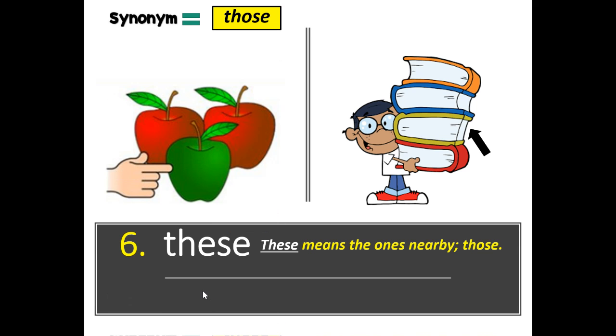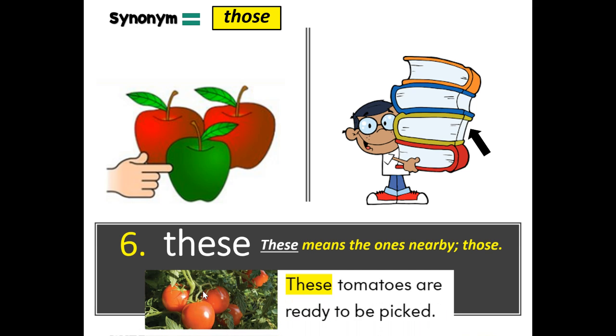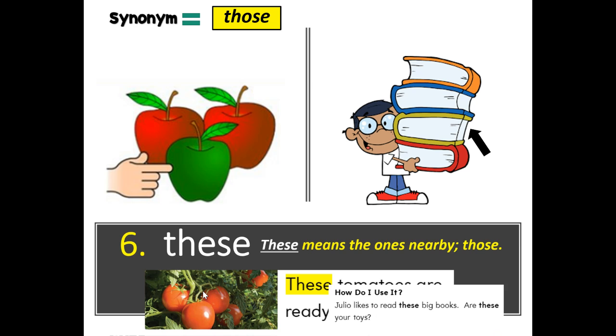So a synonym could be those 3 apples, or these 3 apples, those 4 books, or these 4 books. These tomatoes are ready to be picked. I could also say those tomatoes.